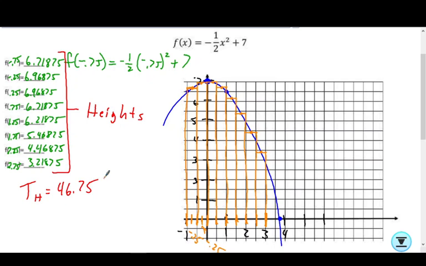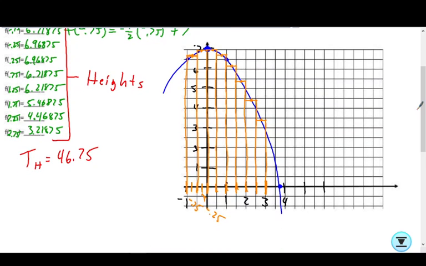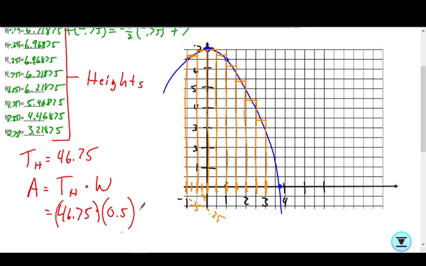And again, I'm not looking for the height, I'm looking for the area. So it's base times height. So area equals the total height times the width, or the base, of each one, which means this is 46.75 times 0.5. Actually, I'll put in parentheses so it doesn't get you confused, which means my total area is 23.375. So that is the area.